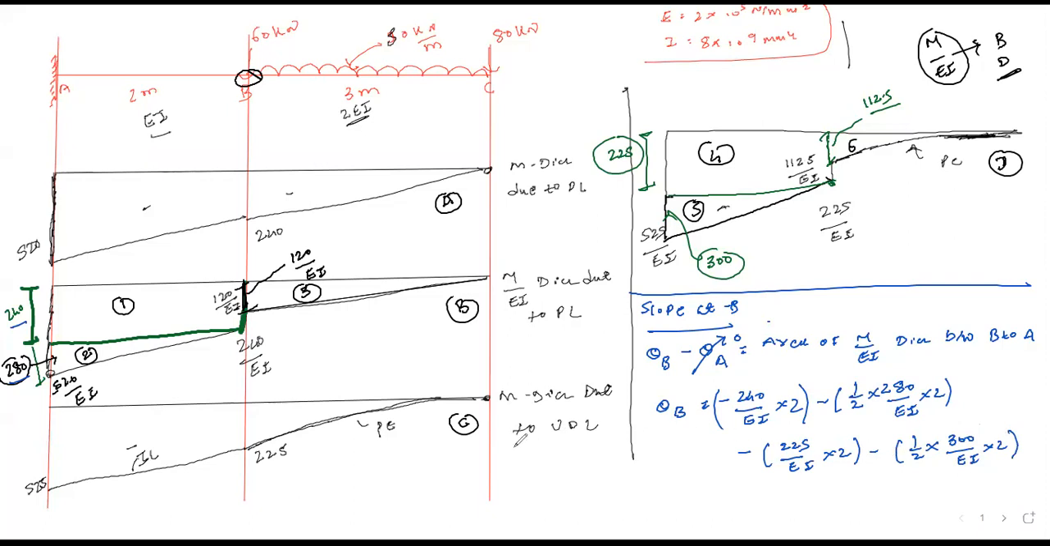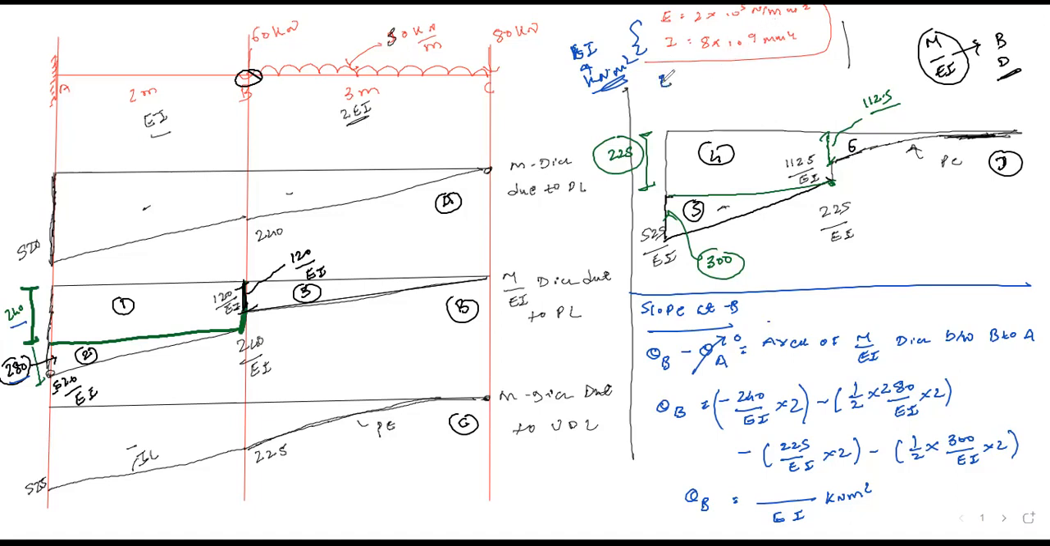Is this clear to everyone? So you will get the value of theta B in terms of EI, and all of you know that the unit is kilonewton meter square. I think all of you are able to convert this EI into kilonewton meter square. Yes or no? How? E into I, 2 into 8, 16 into 10 raised to 14 will come.